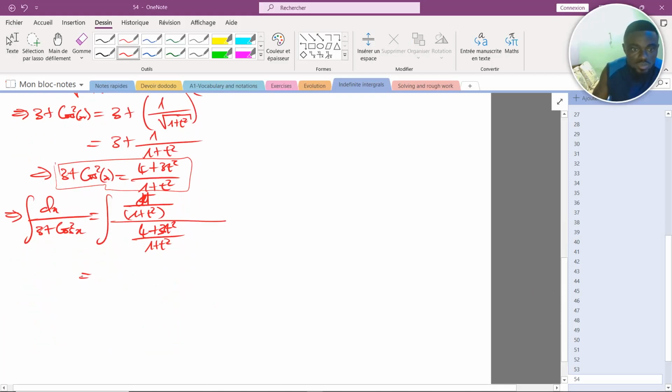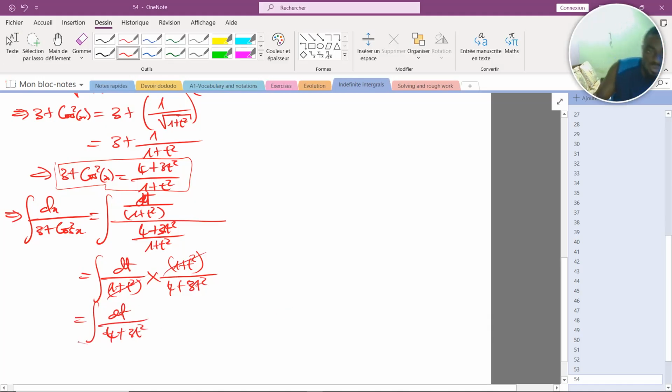So this will be equal to the integral of dt on 1 plus t squared times 1 plus t squared all over 4 plus 3t squared. So this and this go, and we are left with the integral of dt on 4 plus 3t squared.